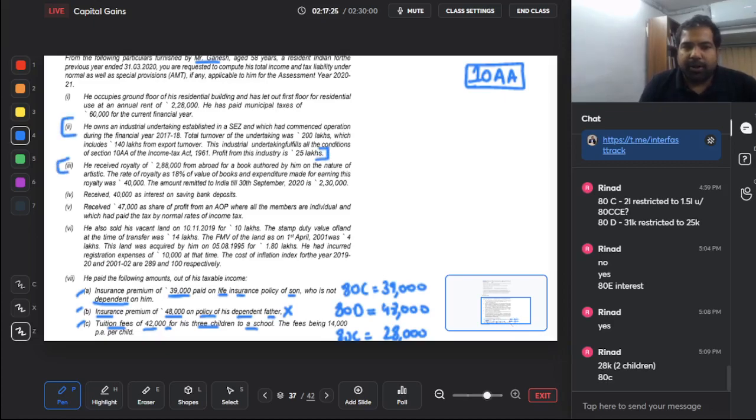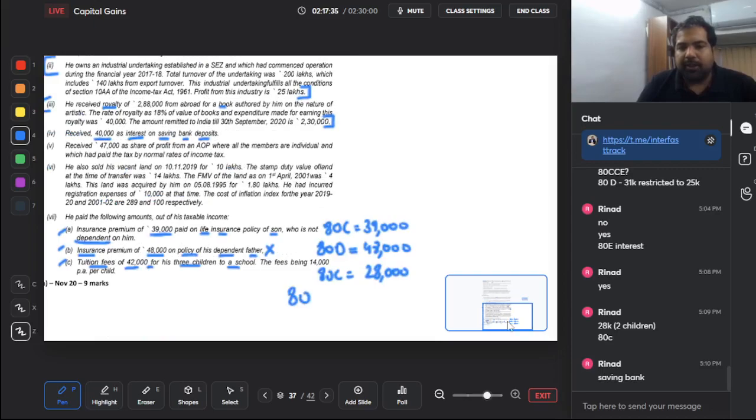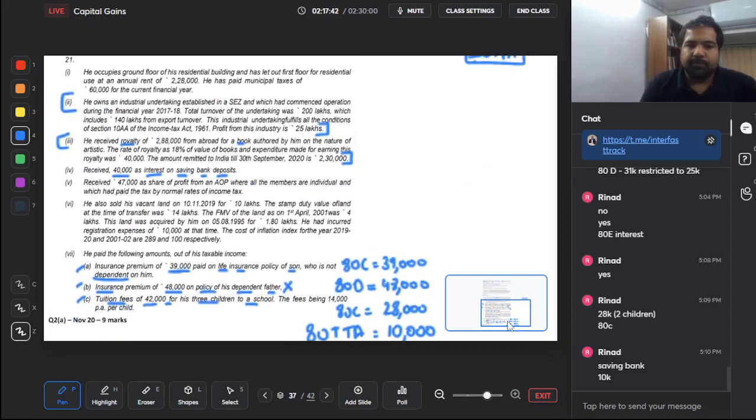Yes, guys, here is royalty on a book, very nice. We'll do that also, 80QQB. 40,000 as interest on saving bank account. So will we get 80TTA? Yes, you will get 80TTA, but of how much maximum? Only 10,000. What if this was FD? You would not get anything. Perfect, that's about it. So now let's do 80QQB.